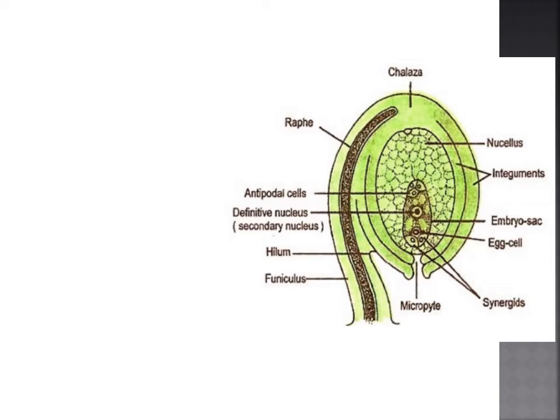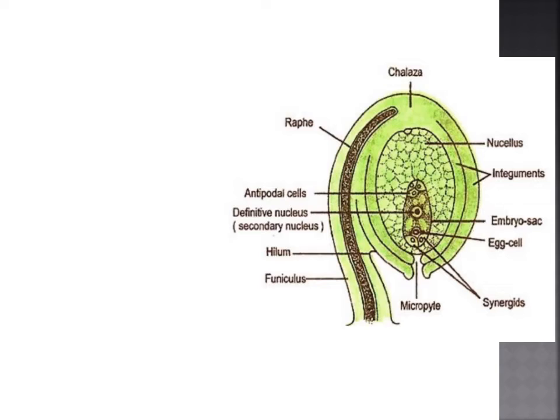Let's move on to megasporangium. Megasporangium is also known as ovule. Ovule is the place where the megasporogenesis process takes place, or the megaspore formation process takes place. After fertilization, ovule is converted into seed. Ovule is attached with placenta by a small stalk and that stalk is known as funicle. Here in the diagram it is indicated as funiculus. The junction between funicle and ovule is known as hilum.